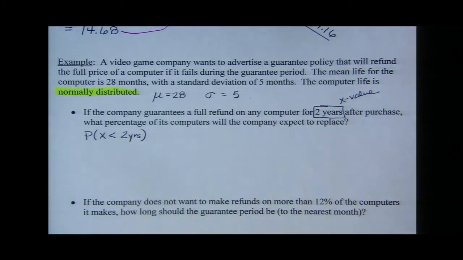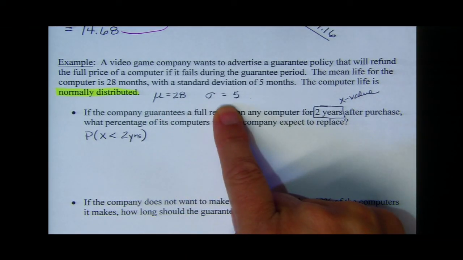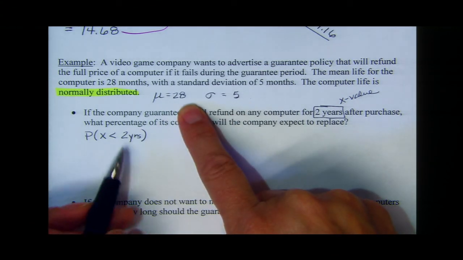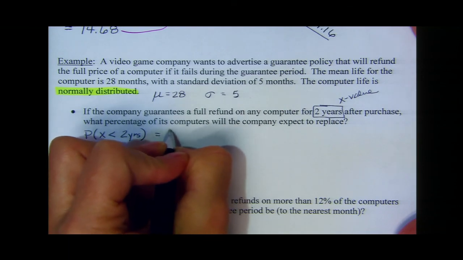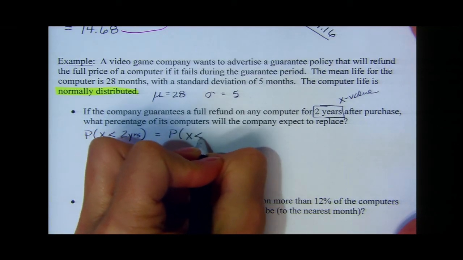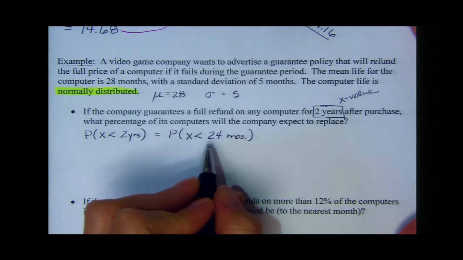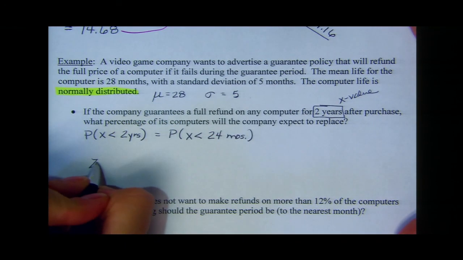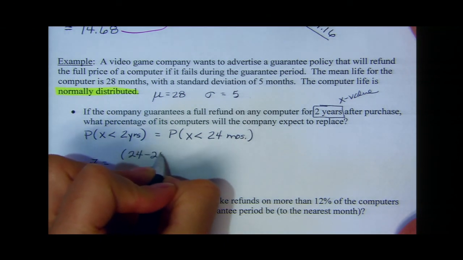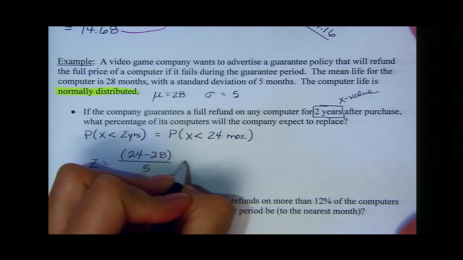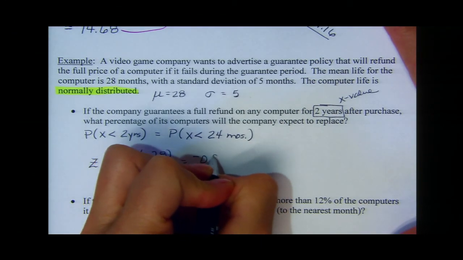Now, in this problem, you're going to need to be a little bit careful. Mu and sigma were given to me in months, so in order to calculate my Z, I need them all in years or all in months. The easiest thing to do is to convert this 2 years into 24 months. So now we're going to calculate the Z value, 24 minus 28 divided by 5, and that is negative 0.80.